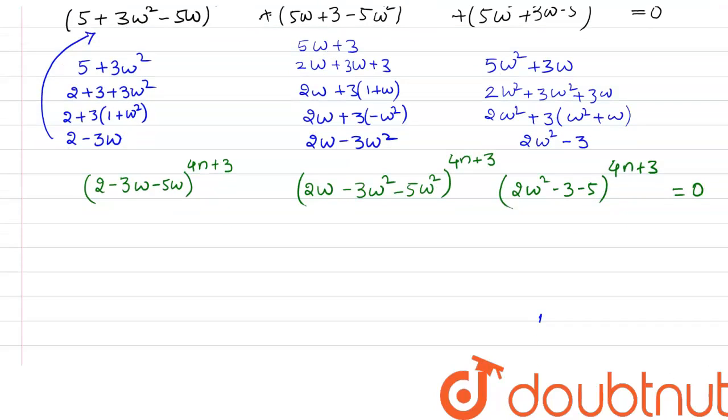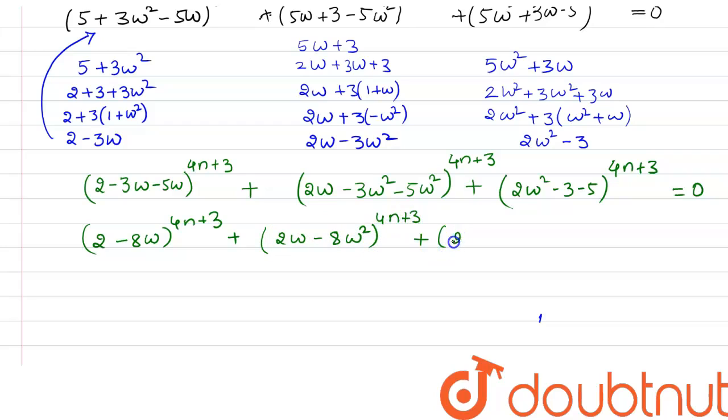Now let us further simplify this. This is plus and this is plus. Now here can we write this as (2 minus 8 omega) whole to the power of 4n plus 3 plus, what is this? This is nothing but (2 omega minus 8 omega square) whole to the power of 4n plus 3. What is this? This is plus (2 omega square minus 8) whole to the power of 4n plus 3 is equal to 0. Yes, that means in here what do we get as our further problem?